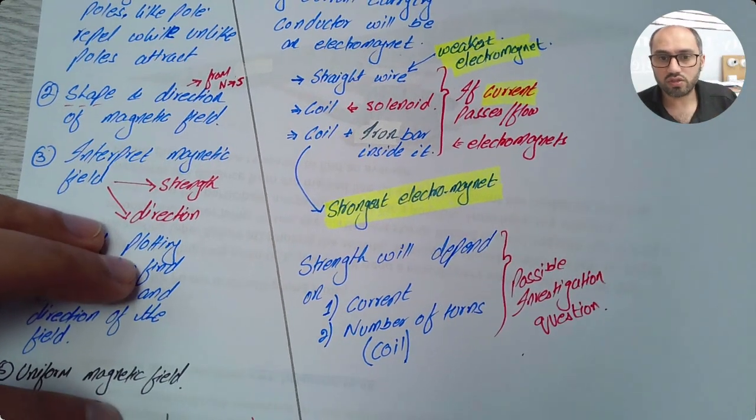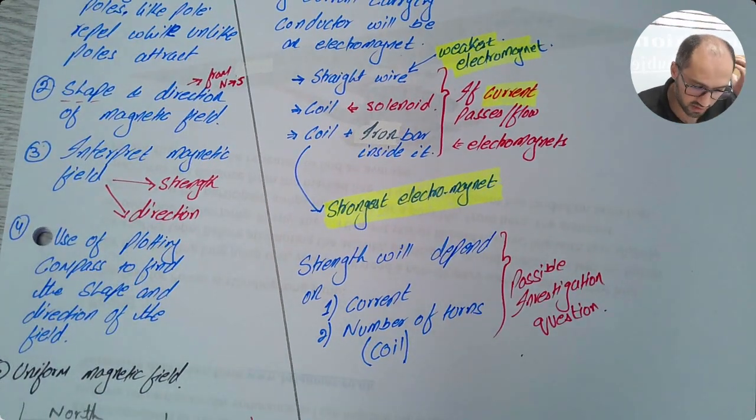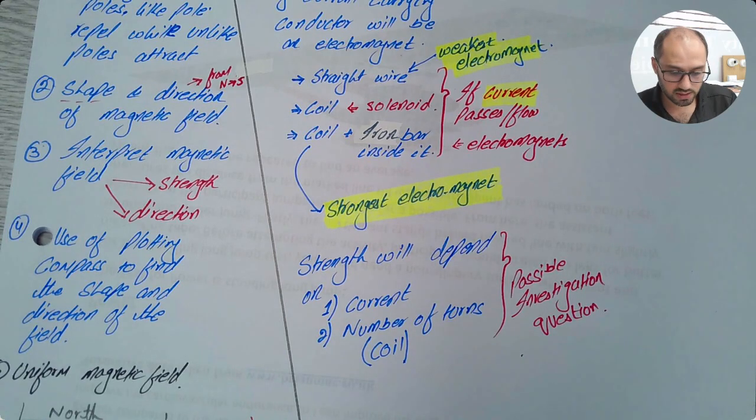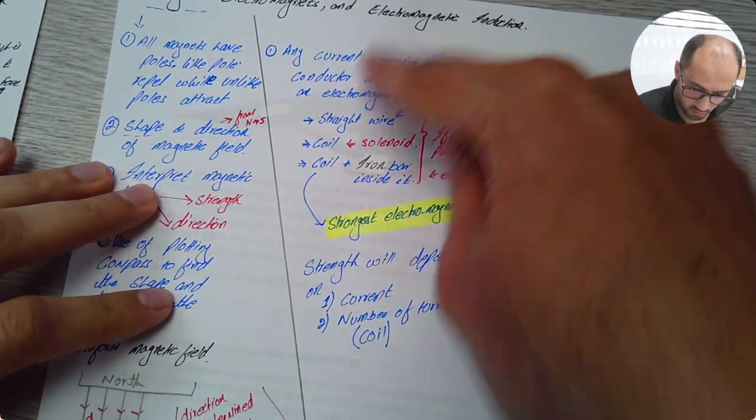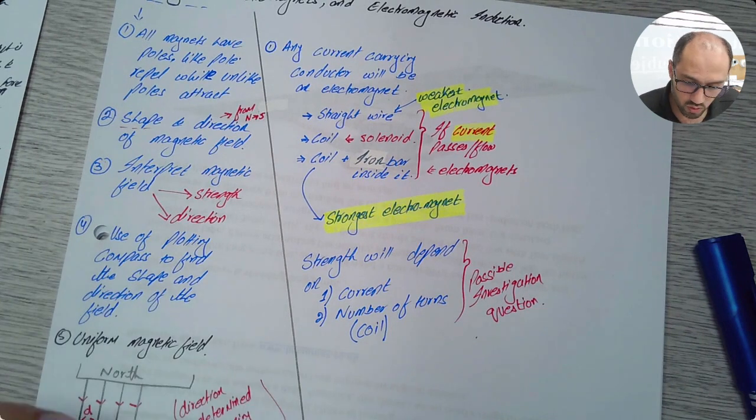Now to determine the strength of the magnet, or to find out if it is becoming a stronger magnet or not, what we can do is pick up paper clips with it. If it picks up more paper clips, that means the strength has gone up. If it picks up fewer paper clips, then I'll say the strength has gone down. Once we have done this part, we need to do two more things here as well.